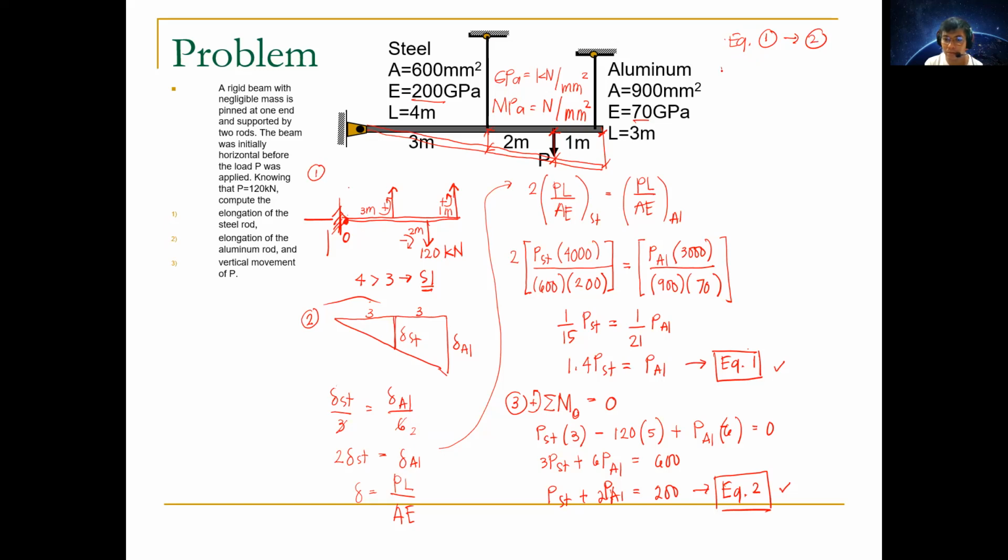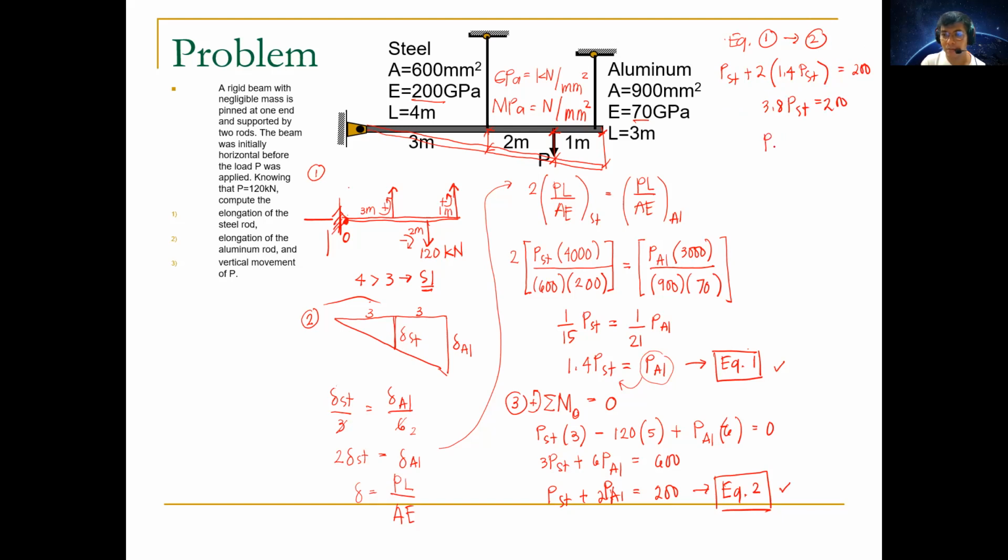So notice that P aluminum is just 1/4 of the force of steel. If we incorporate that in our equation, we have P steel plus 2 times 1/4 of P steel is equal to 200. So we have 3.8 P steel is equal to 200, and then divided by 3.8.